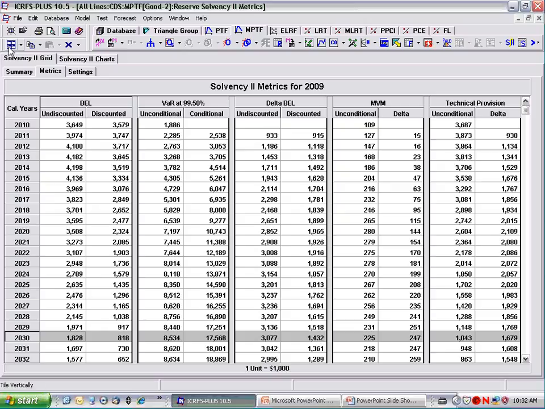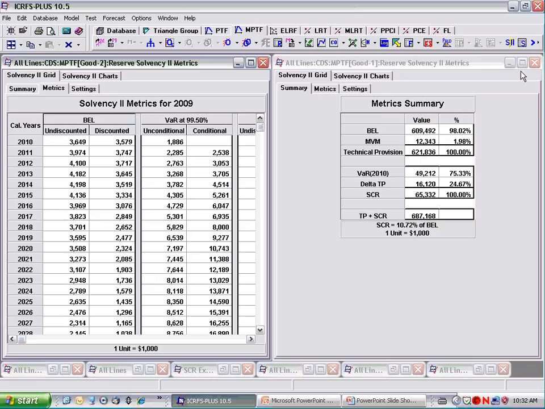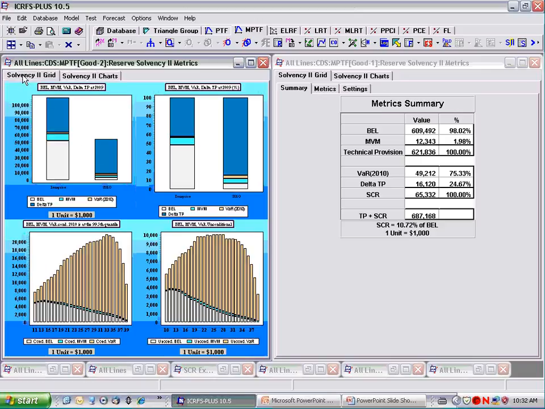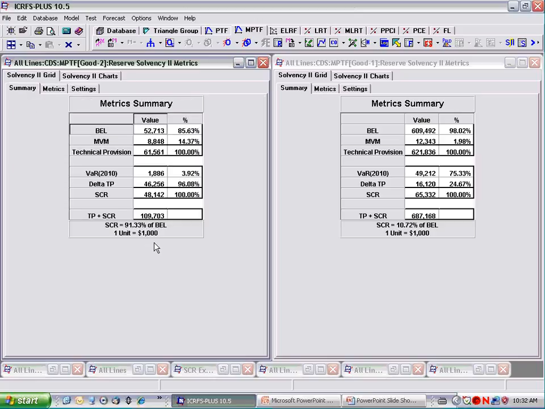Now let's look at the two again, where we also look at the aggregate. This is the aggregate picture. So let's look at the summary. For the aggregate, the SCR is around 10, 11% of the BEL, whereas for the one line of business, LOB4, it's 91% of the BEL.